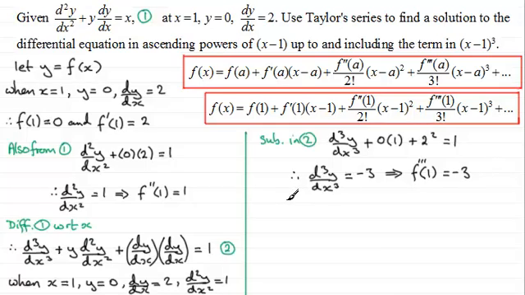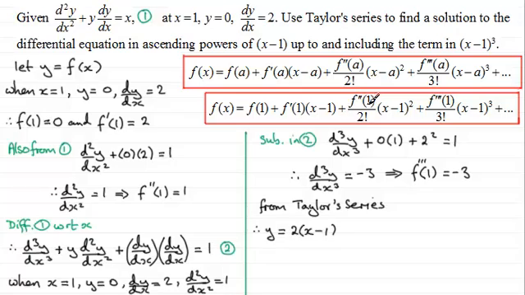Now with these results that we've accumulated, we can work out our solution for y in ascending powers of x minus 1 by using the Taylor's series. So, from the Taylor's series, what do we actually have now? Well, instead of f of x, we've got y, so therefore we have y equals f of 1. Well, f of 1 was 0. So that term vanishes. Now we have f dash of 1. Well, that was 2. So it's going to be 2 times x minus 1.